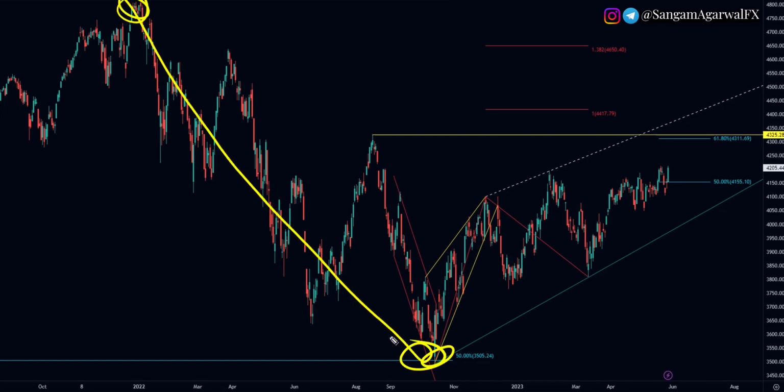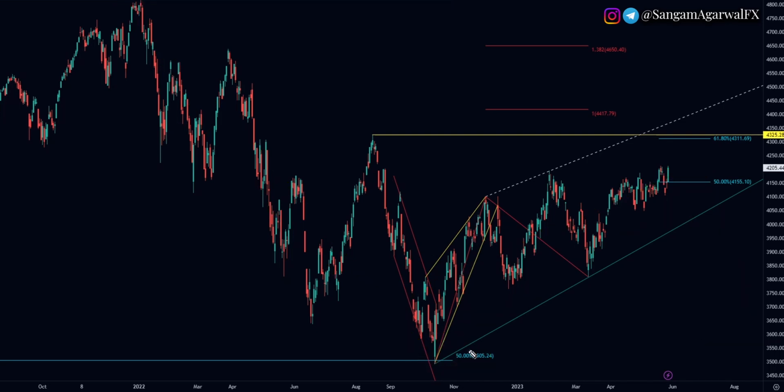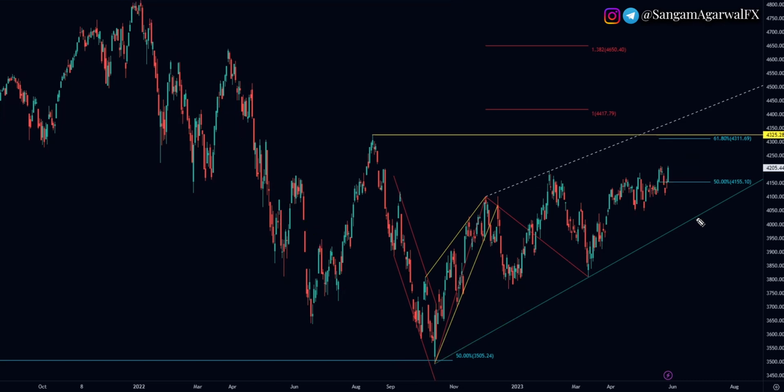SP500 daily time frame. This was your first wave of bearish market, and this is your counter trend correction. The next step is the next bearish wave, which will make a new lower low or retest last year's low. Technically, you can see this first wave has retraced 50%, and the next target will be the 61% retracement level.